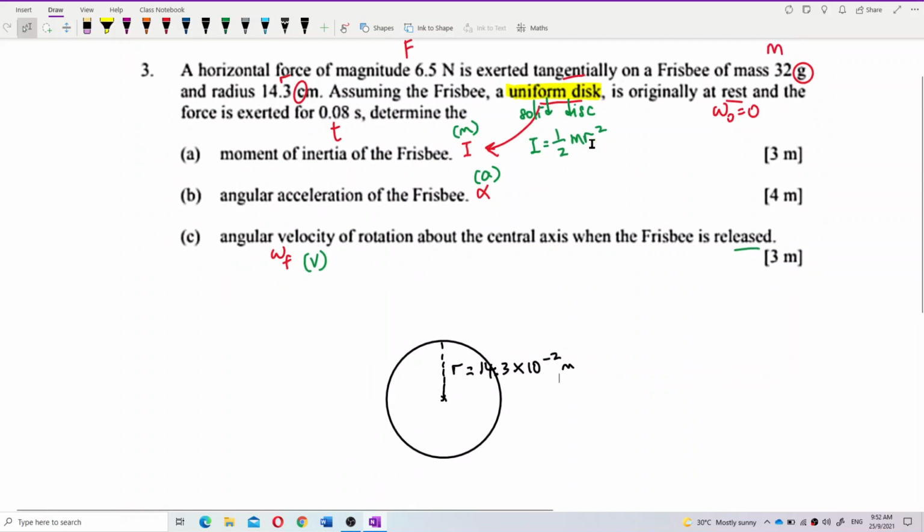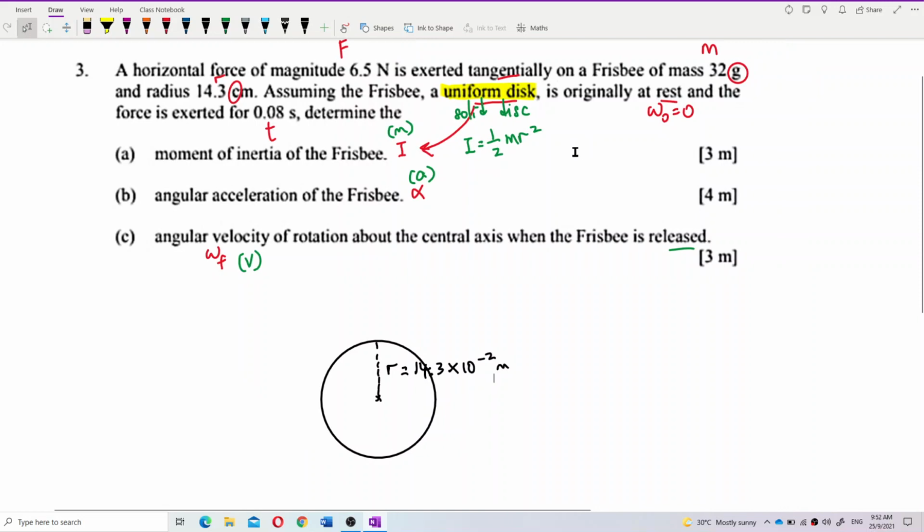Now he says you push tangentially. That means at a tangent here you push. The force is over here. You push it tangentially. This is the force, 6.5 newton. Tangentially means it's 90 degree to the radius. This is called tangent. So the F is 90 degree to the radius.